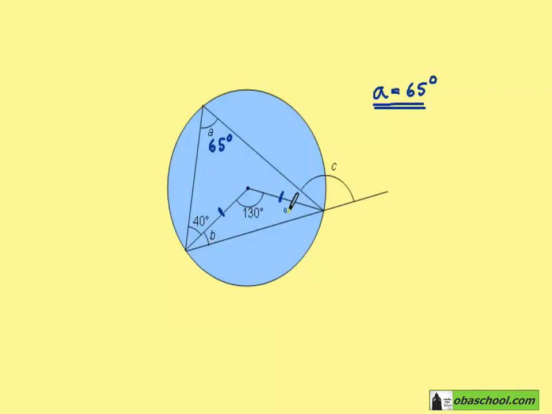The two angles at the bottom must be equal, and the three angles add to 180. If this one is 130, then doing 180 take away 130 gives us 50 degrees. The other two angles must add to 50, and they're the same, so each of them must be 25 degrees. Therefore, the angle B is equal to 25 degrees.